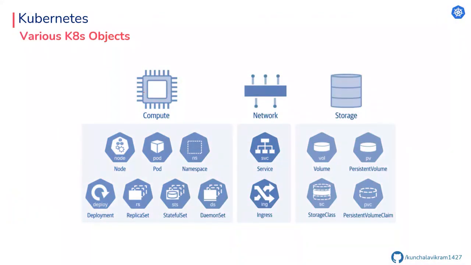So there are various objects inside Kubernetes, starting from compute to storage to network. We have different names for each and every object, and there is a specific use for each and every object. So let's see how many objects there are, what the use case for each object is, and which components or objects should be learned first.